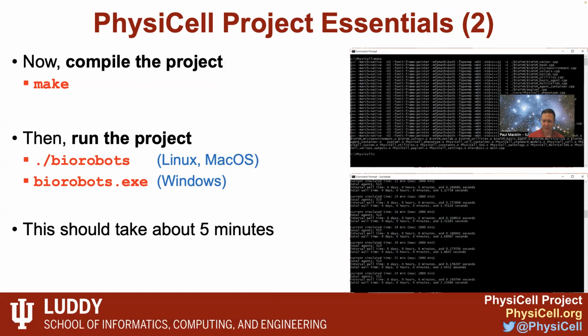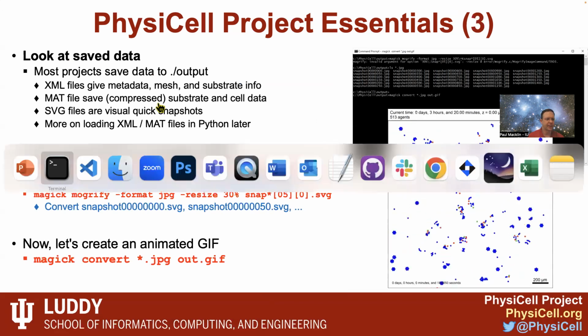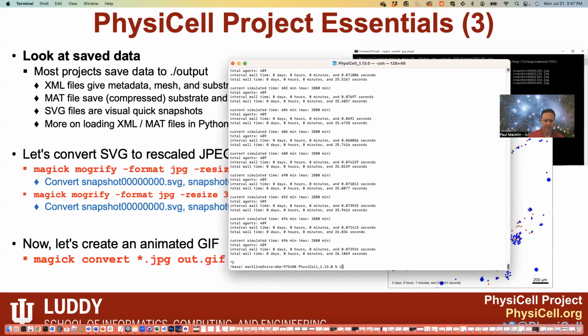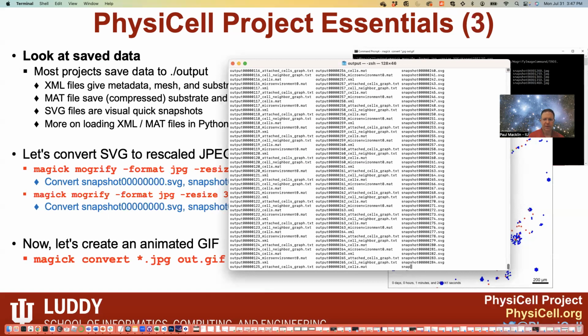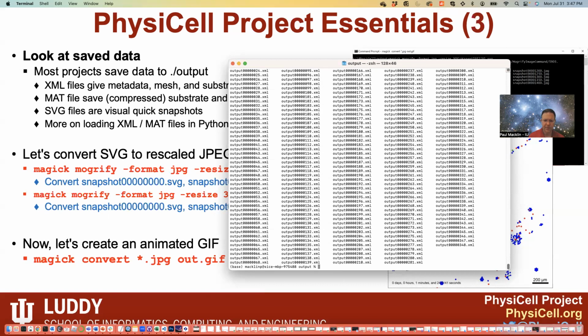But we got some data out of our simulation. Now let's take a look at the data that we've saved. And so if you go into the output directory, you're going to see a whole lot of files here. In particular, you'll see a lot of XML files.